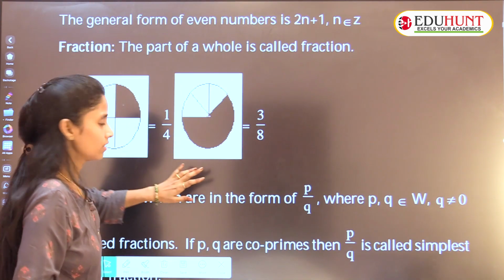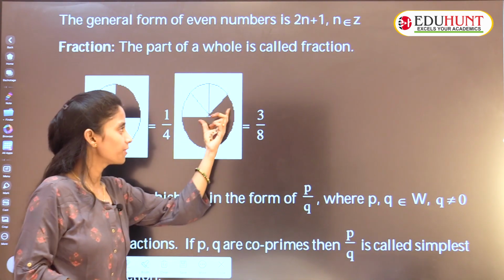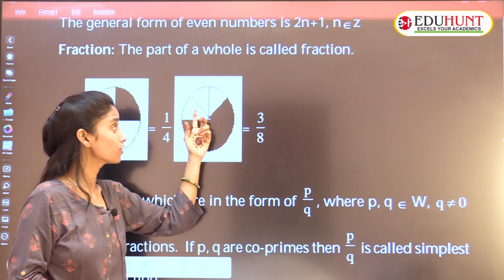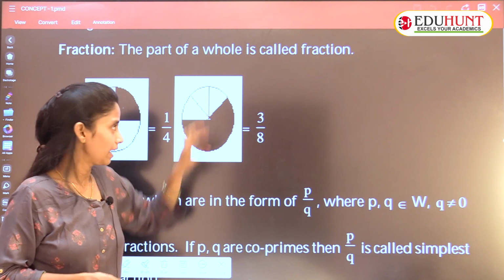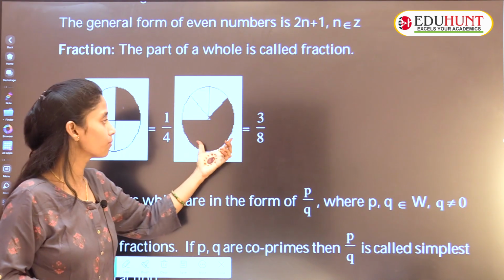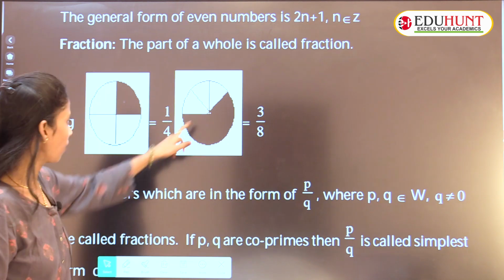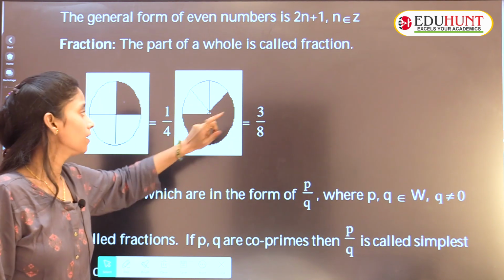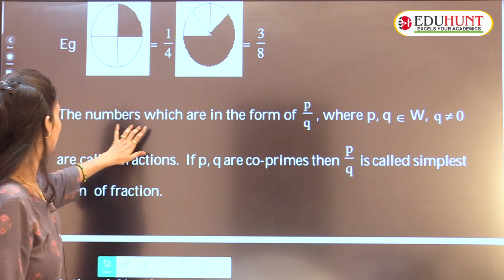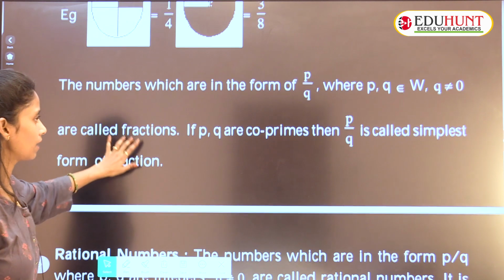Here you can ask me, ma'am, they filled this, no? The question here is that in the second diagram they asked for the empty boxes. Empty boxes you have to take as the numerator, and filled boxes you have to remove. 1, 2, 3 I took as the numerator and total parts I took as the denominator. Now the next, so this is the same definition.